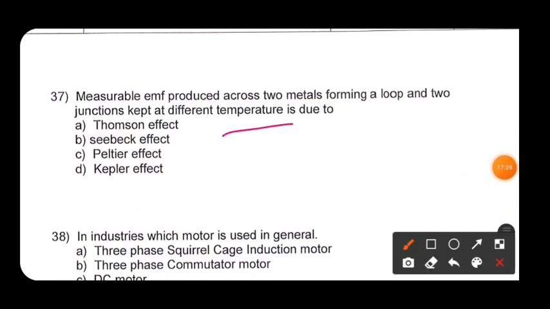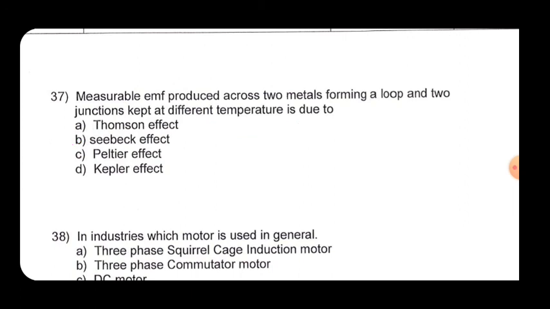Next is 37. A measurable EMF is produced across two metals forming a loop with two junctions kept at different temperatures. This is the Seebeck effect. All of you know that a thermocouple is one kind of instrument that operates on the principle of the Seebeck effect, and it is used to measure temperature. There is one cold junction and another hot junction, to differentiate between them and find out the value of temperature. So you just check it.